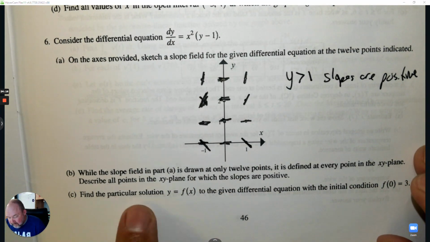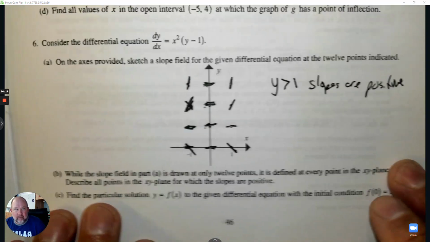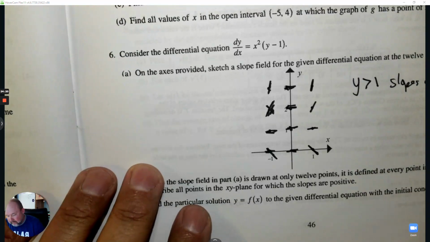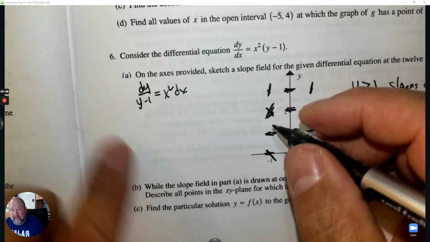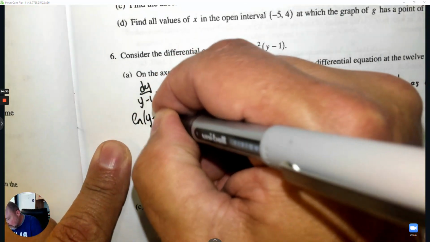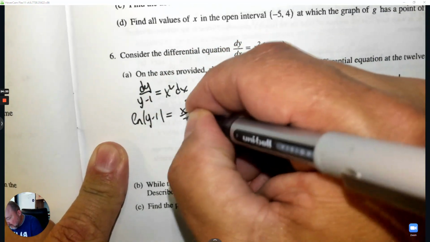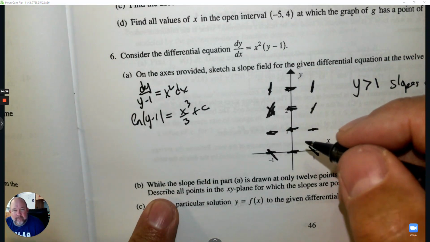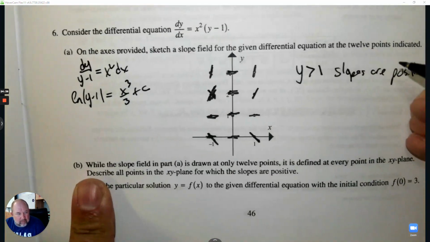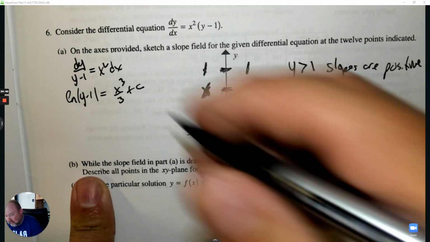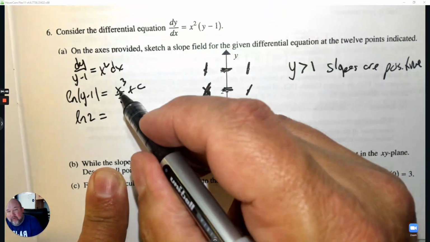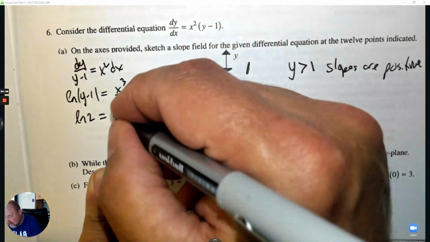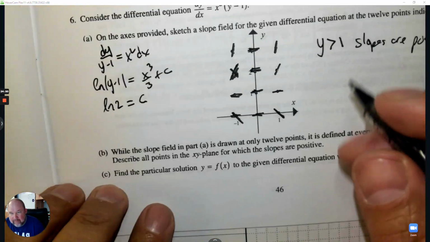For part C, find the solution to this. I think we have room here. We're going to separate the variables. So we're going to divide by y minus 1 and multiply by dx. We're going to integrate this. This is a logarithm. We're going to add 1 to the exponent and divide. We can plug in a point. So we have a point to plug in, 0, 3. If I plug in 3 for y, I get ln 2. If I plug in 0 for x, I get c is equal to ln 2.